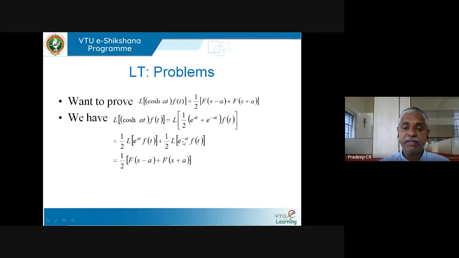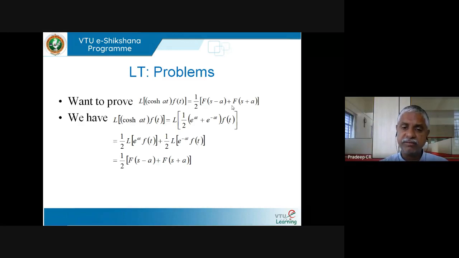Similarly for this e power minus at f(t), you replace a by minus a. So you get F of (s plus a). Laplace of e power minus at f(t) is capital F of (s plus a). These two follow because that is the formula. Formula is e power at f(t); Laplace of that is capital F of (s minus a). So that I have written. That's all. Over. So what has been asked to prove has been proved. Laplace of cosh at f(t) is half of capital F of (s minus a) plus capital F of (s plus a). It's as simple as that.